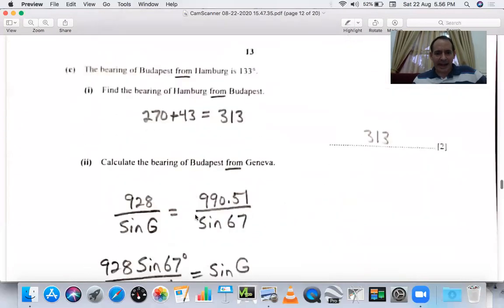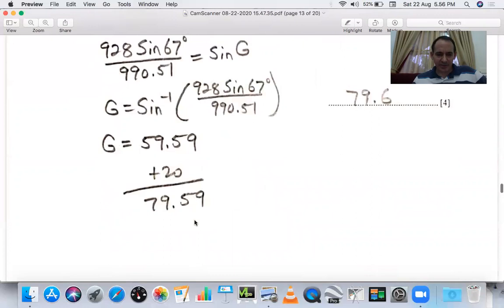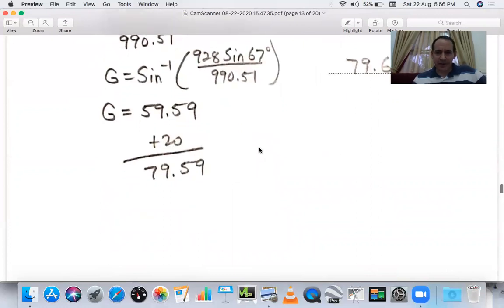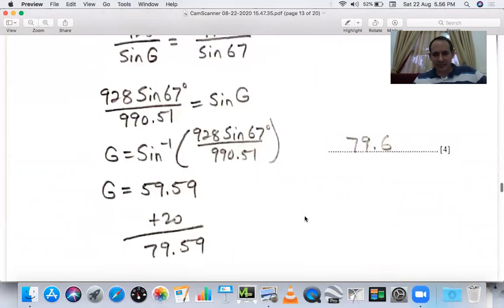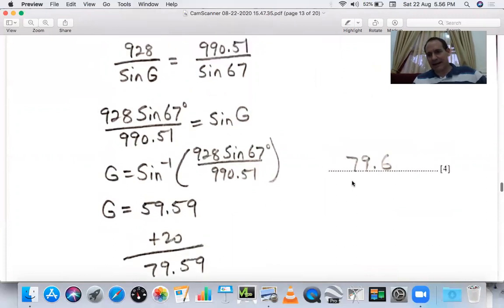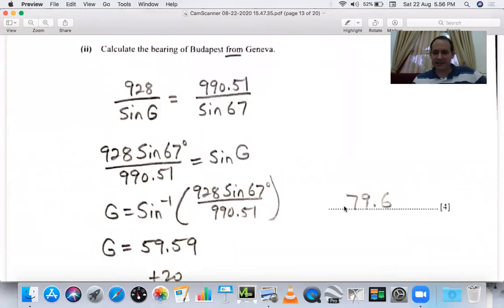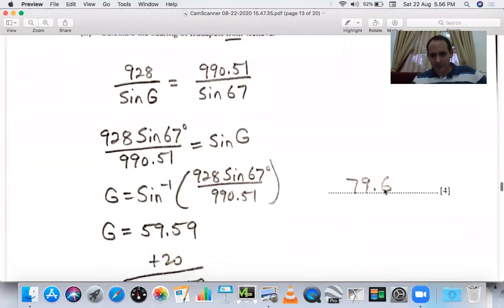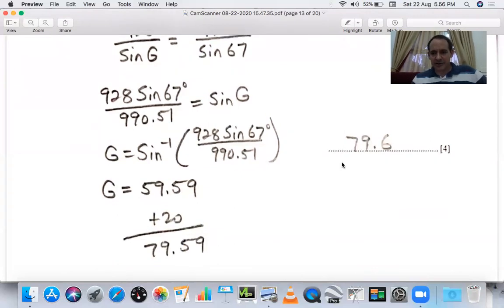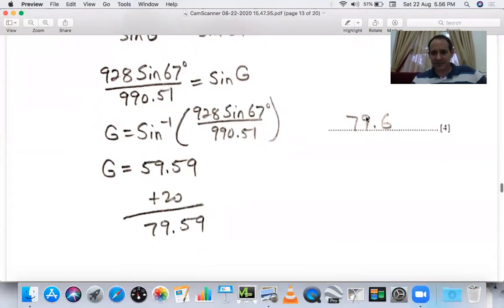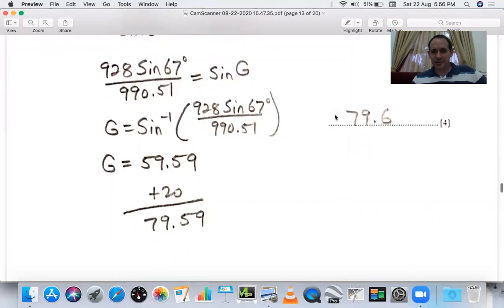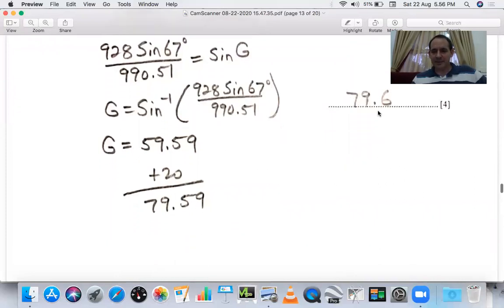And then we need to add the 20 degrees because we have to start from due north, and that gives us 79.6. Now, actually, if you're writing this as bearings, you're supposed to write it with 3 numbers in the front. So technically, it should be 079.6, but they will accept 79.6. But because you are using bearings, you're supposed to have 3-digit numbers. So it should be 079 and then 0.6.